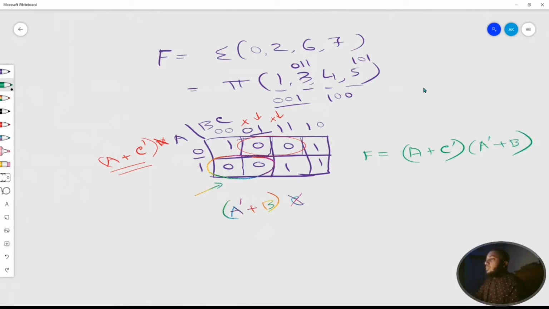Okay, so we will take the sum of all the inputs in a group that didn't change, and after writing the expressions for all the groups we will finally take the product of all the groups. So this is the simplified POS form of the same function that we have solved earlier for the SOP form.